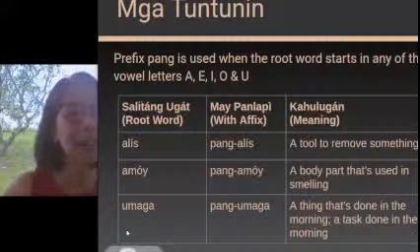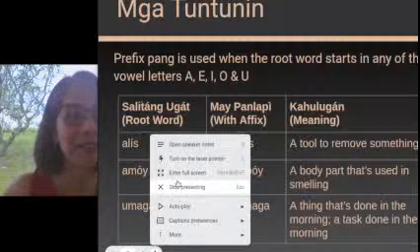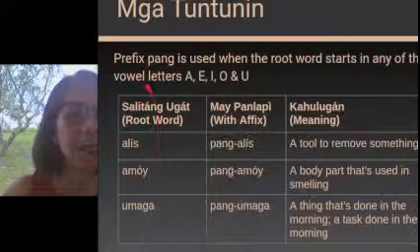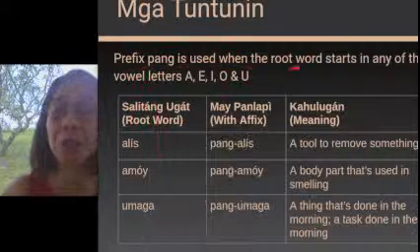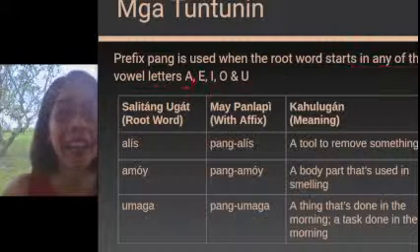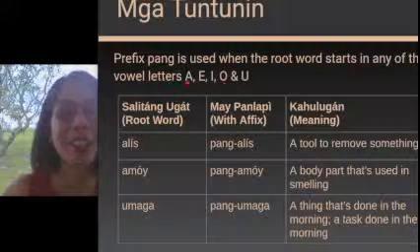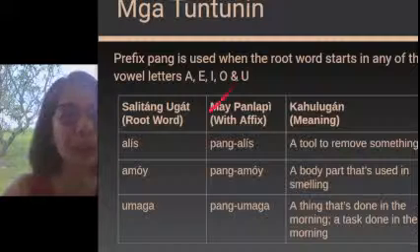Okay, let's do this. Pang is used, once again, let me start it all over. Pang is used when the root word starts in any of the vowel letters A, E, I, O, U. Or in Tagalog, we say it as A, E, I, O, U. Okay. One example, Alis.